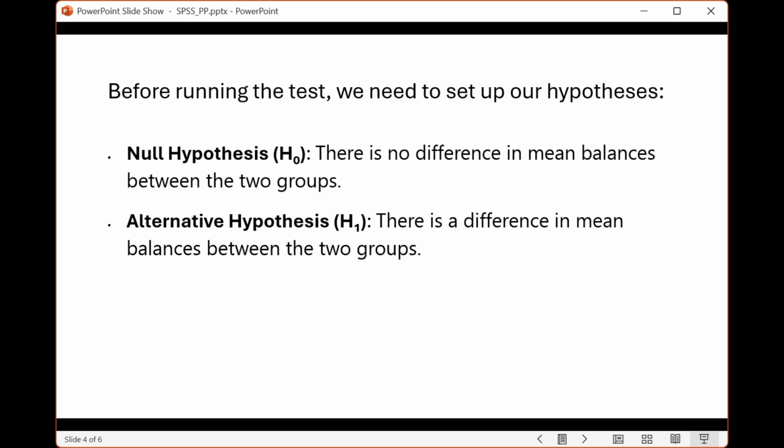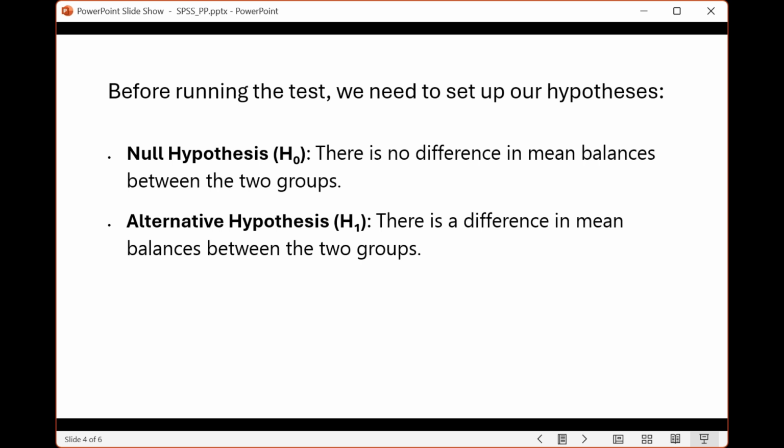Here's how we break it down. For the null hypothesis, we're stating that there is no difference in mean balance between the two groups. The alternative hypothesis is that there is a difference in mean balances between the two groups. Basically, the null says, hey, any difference you're seeing is just random noise. The alternative says, nope, there's a real, statistically meaningful difference between these two groups.